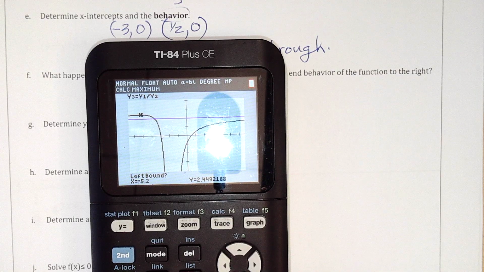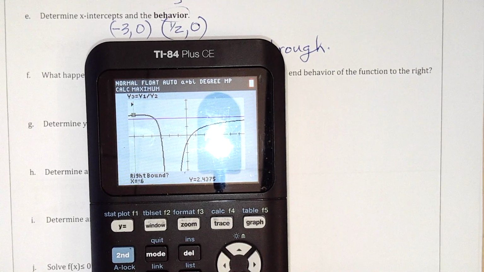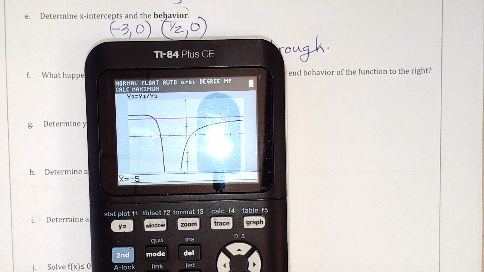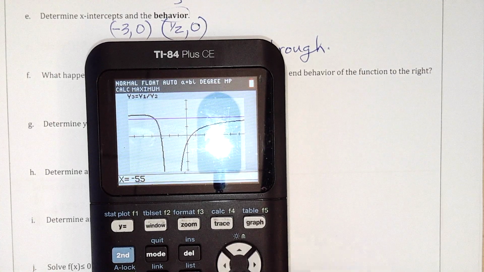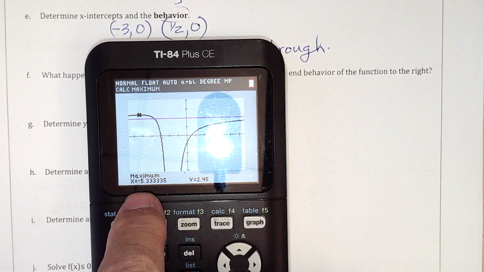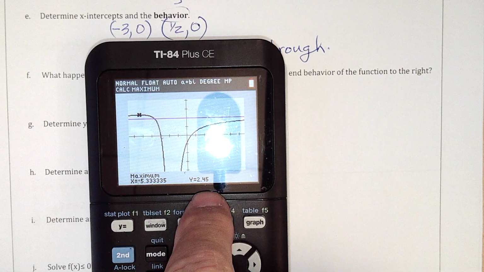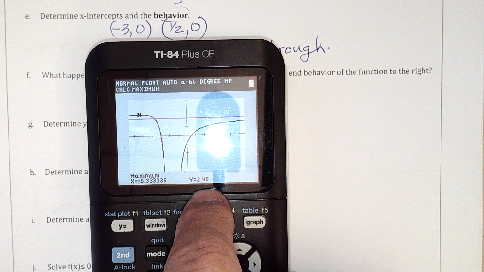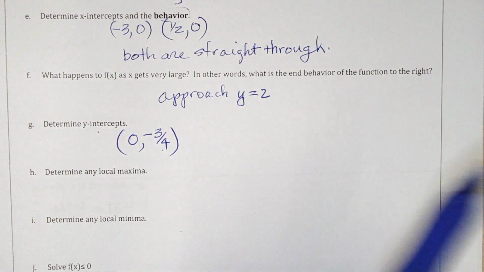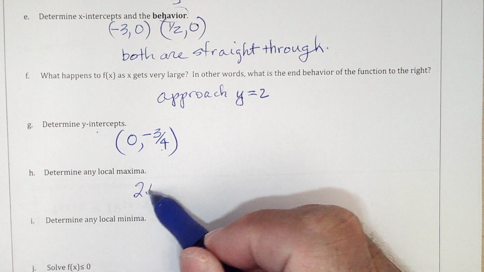That's somewhere between -6 and -5, and my guess is going to be -5.5. And it says, oh, it happens at negative 5 1/3 approximately, but the max is 2.45. Local maximum of 2.45.